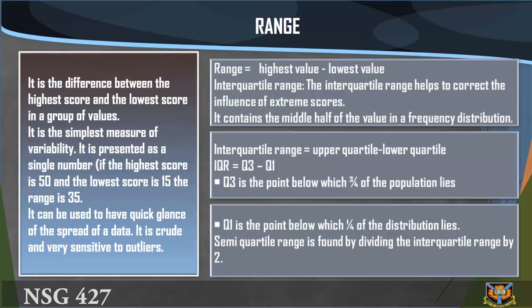Interquartile range. The interquartile range helps to correct the influence of extreme scores. It contains the mid-half of the values in the frequency distribution. Interquartile range is equal to upper quartile minus lower quartile. IQR is equal to Q3 minus Q1. Q3 is the point below which 3/4 of the population lies. Q1 is the point below which 1/4 of the distribution lies. Semi-quartile range is found by dividing the interquartile range by 2.